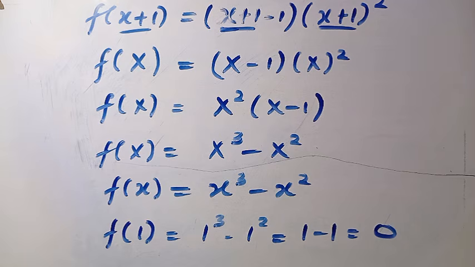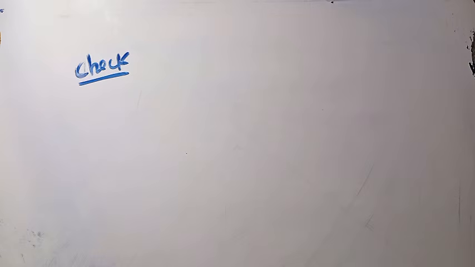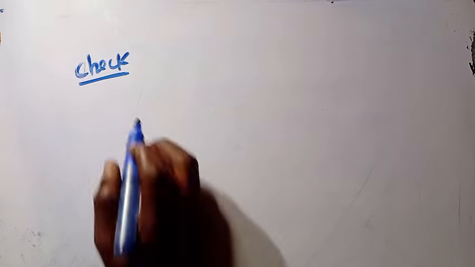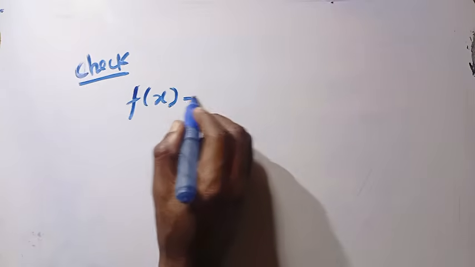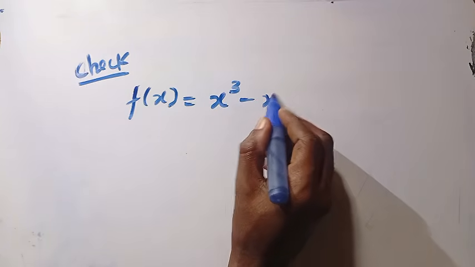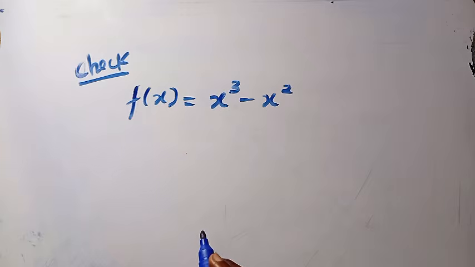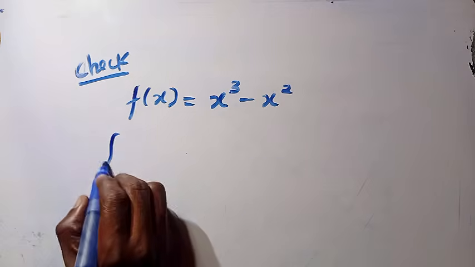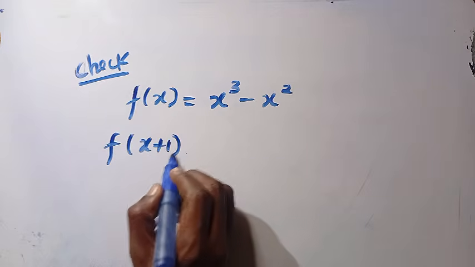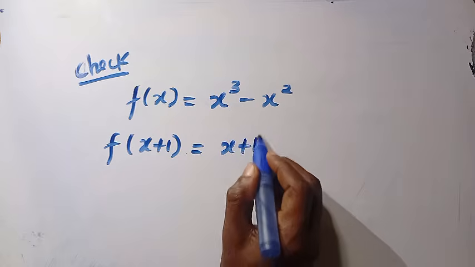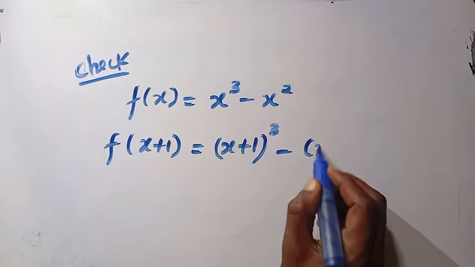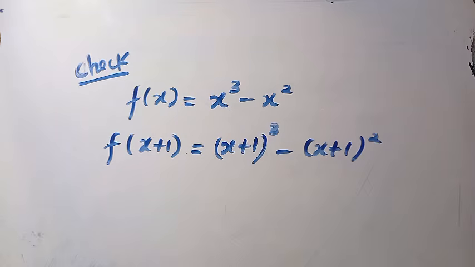But is this answer correct? We cannot justify it, we have to check. So let's verify this question with a quick check. What we get is f of x equals x raised to the power 3 minus x squared. And from the given question, we have f of x plus 1. Let's revert back, so instead of f of x, we change it to f of x plus 1, which equals x plus 1 raised to the power 3 minus x plus 1 raised to the power of 2.